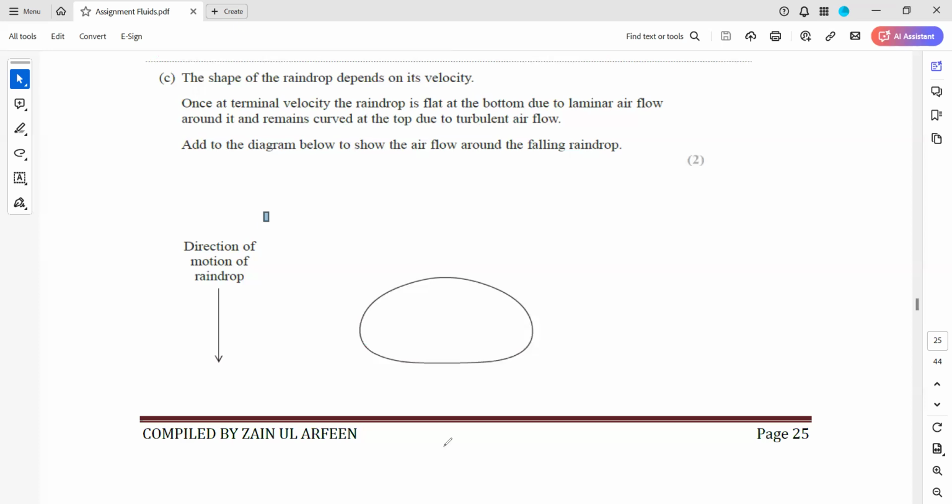So there's a laminar flow. How do we represent a laminar or streamline flow? The particles will move uniformly around it. But then at the top, it becomes turbulent. And remember one thing: the direction of the motion of the object and the fluid will always be opposite. So you should use at least 2 lines. When you're drawing a laminar flow, the spacing between the lines should be the same.